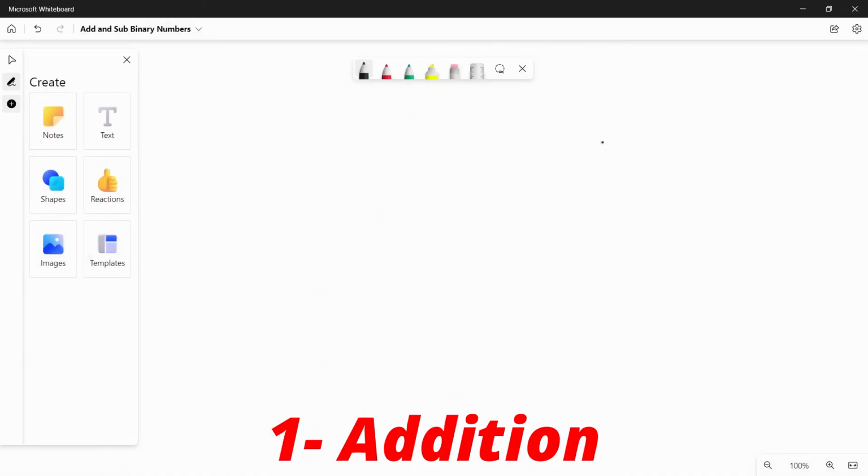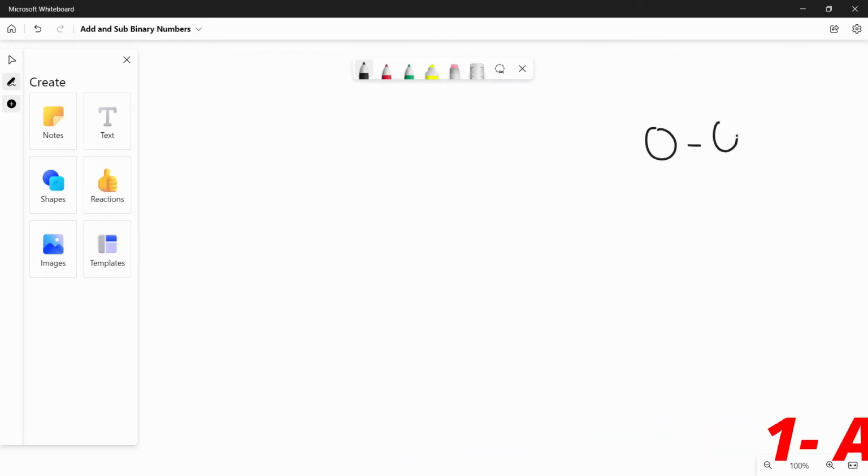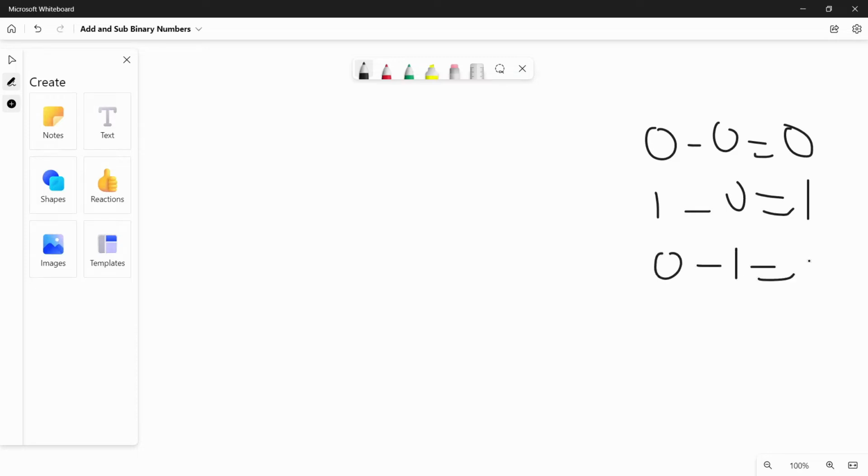Starting with the addition. 0 plus 0 gives us 0. 1 plus 0 gives us 1. 0 plus 1 gives us also 1. But 1 plus 1 gives us 0, but we should carry over a 1. So we'll get 1, 0.